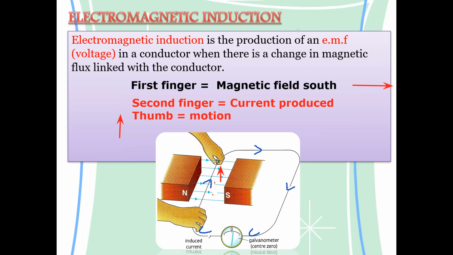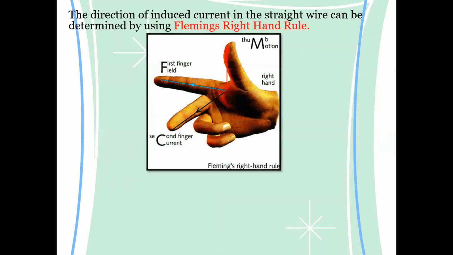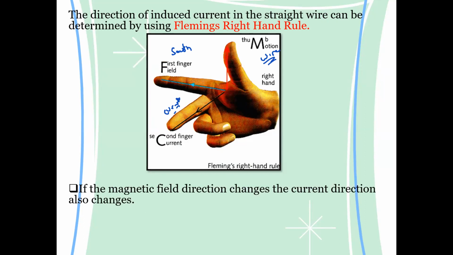So using Fleming's right hand rule, we can find the direction in which the current is produced. The first finger represents the direction of the magnetic field, which should always point towards the south. The thumb represents the motion of the wire, which direction the wire is moving, up or down. And the second finger represents the direction in which the current will be induced. And we call that Fleming's right hand rule.